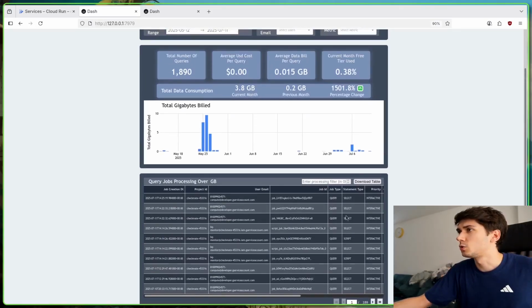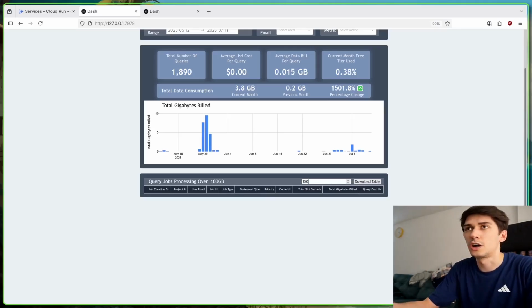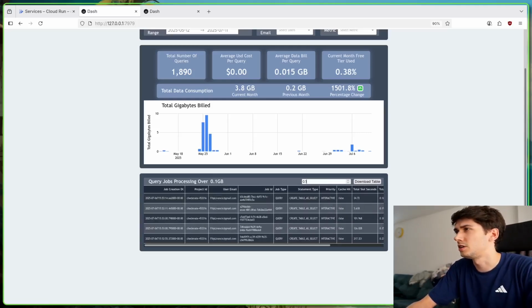And also we've got a filter built into the table, so we can find out what the most expensive jobs we're running on BigQuery. So for example, we can find jobs that are running over like 100 gigabytes, to which we don't have any. We're processing at a much lower volume. So I think my most expensive jobs at the moment in the last 60 days is roughly like 100 megabytes. So we've got 5 jobs here.